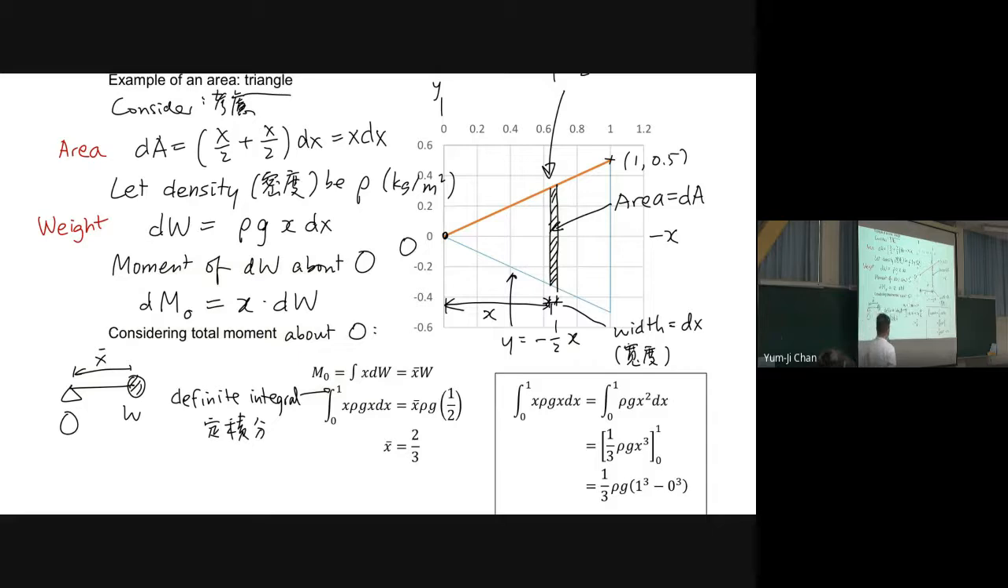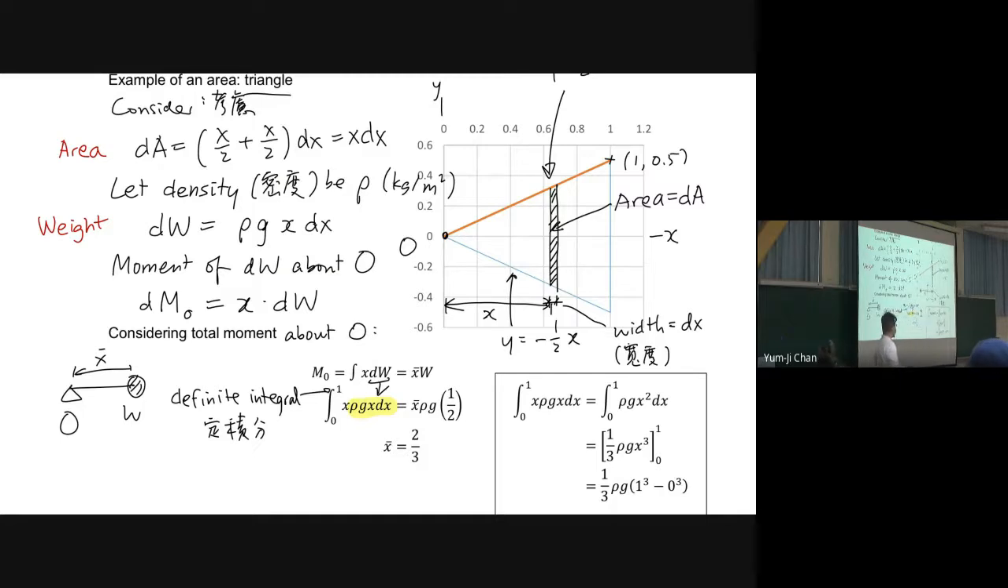Now, of course, we cannot do this integration of x dW here. But what do we know? dW is equal to rho g x dx. Therefore, we put it in: x times rho g x dx here. Now I think you know how to do it.